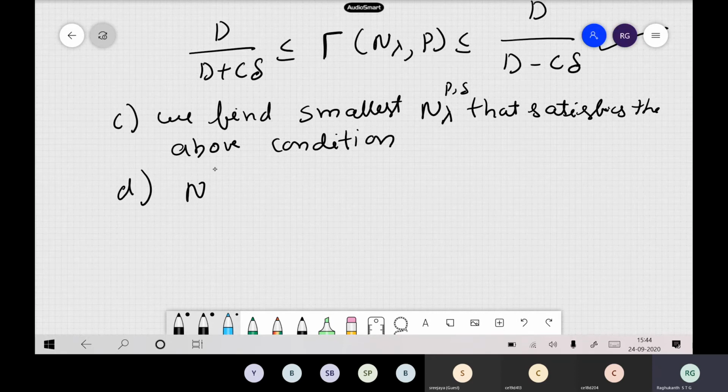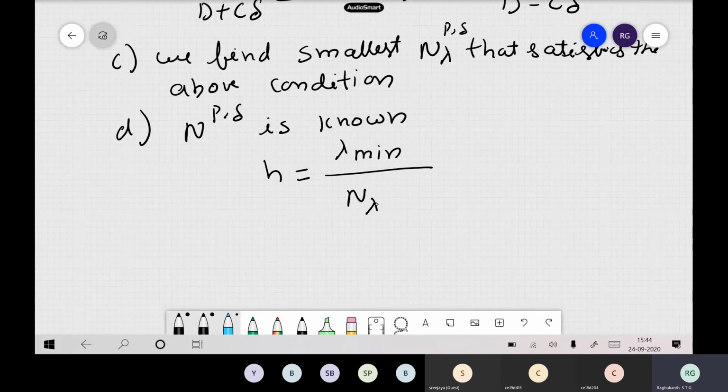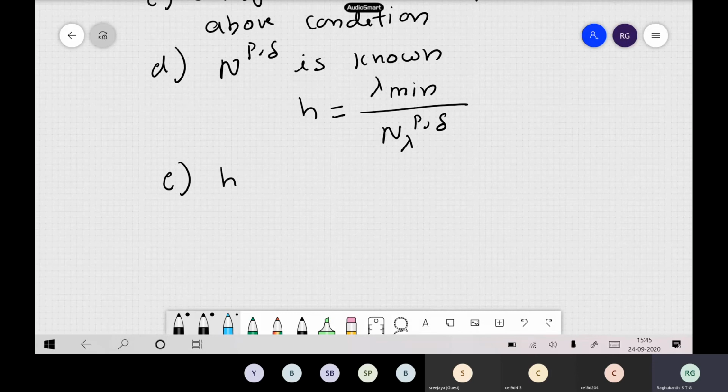Okay. So now once n P comma delta is known from the above procedure, we can find out h, that is, the spatial increment. We know the minimum wavelength in my model, so n times lambda_min comma delta is known. So now h is known to you.